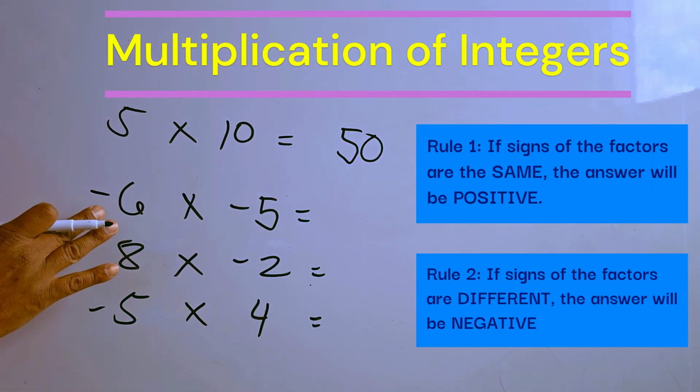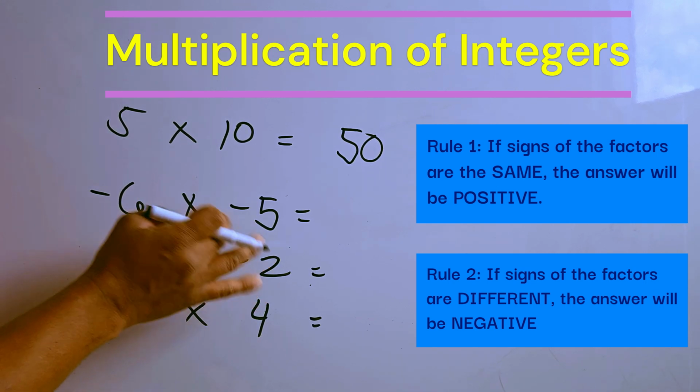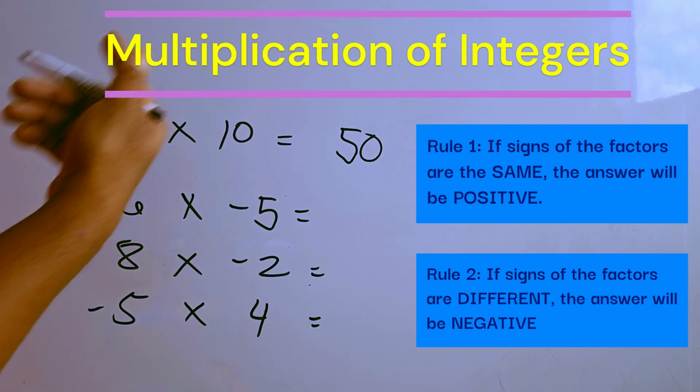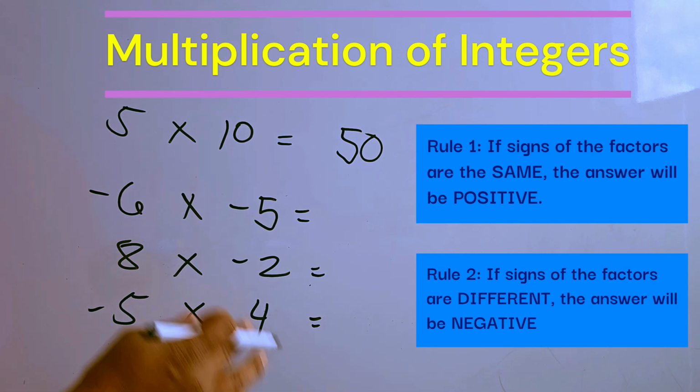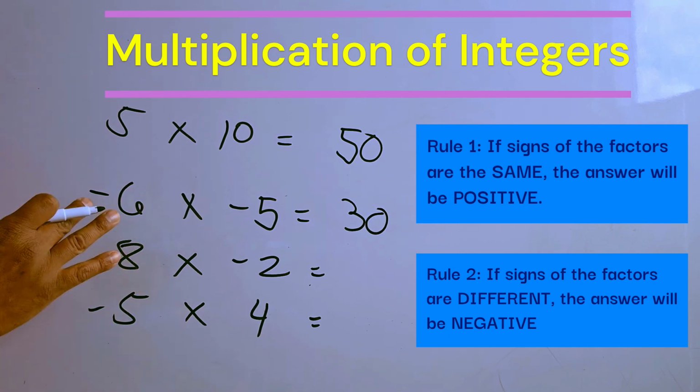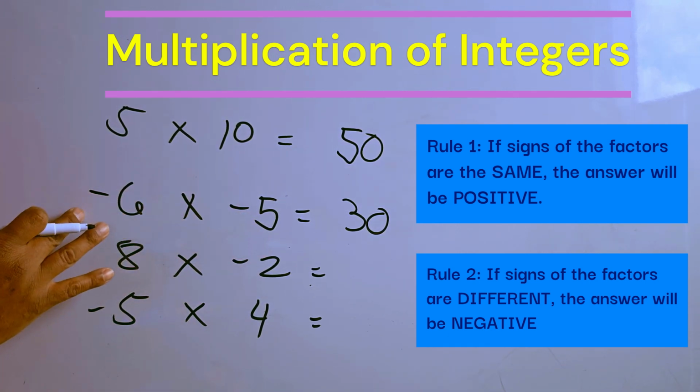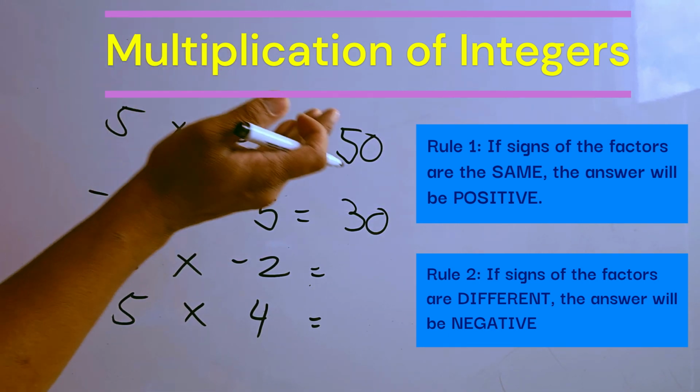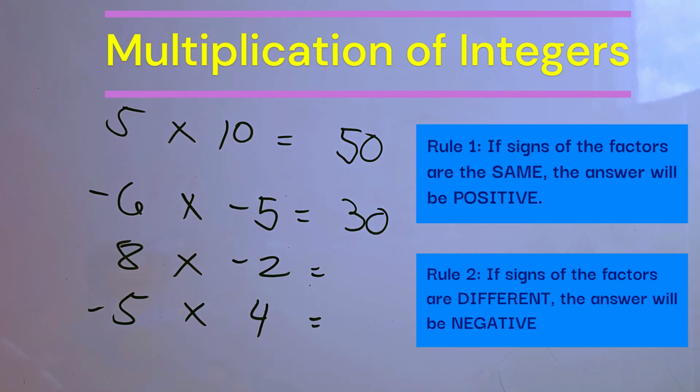Next, we have here negative 6 times negative 5. Just multiply the absolute values. 6 times 5, that is 30. Okay? Since both of them are negative, the answer will be positive.